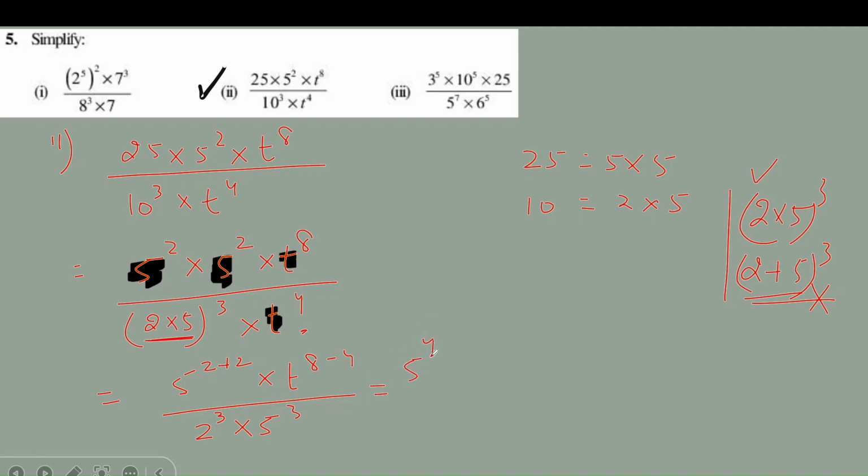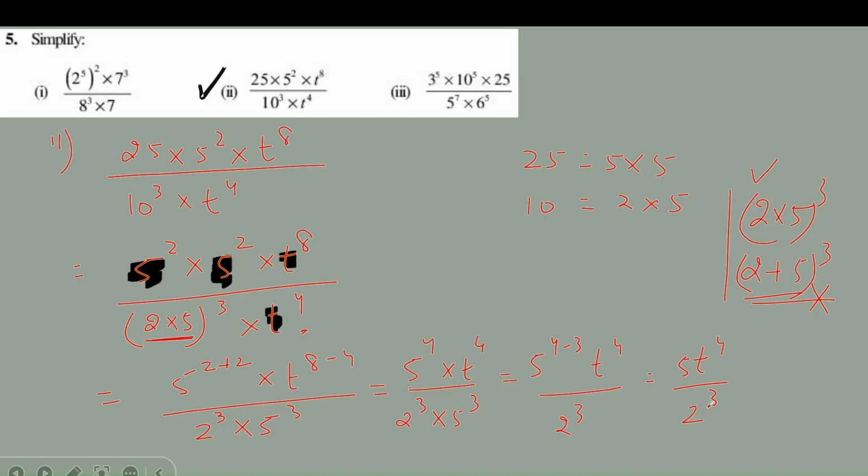We get here 4, we get here 4, and we get here 2 raised to the power 3 and 5 raised to the power 3. Now you see that we have got 5 in numerator and denominator. I'm showing you how to solve it further. Then it equals 5 t raised to the power 4 over 2 raised to the power 3. That's your answer.